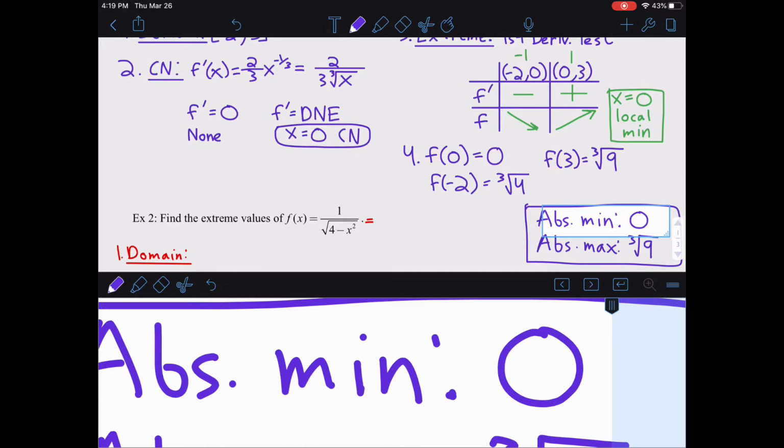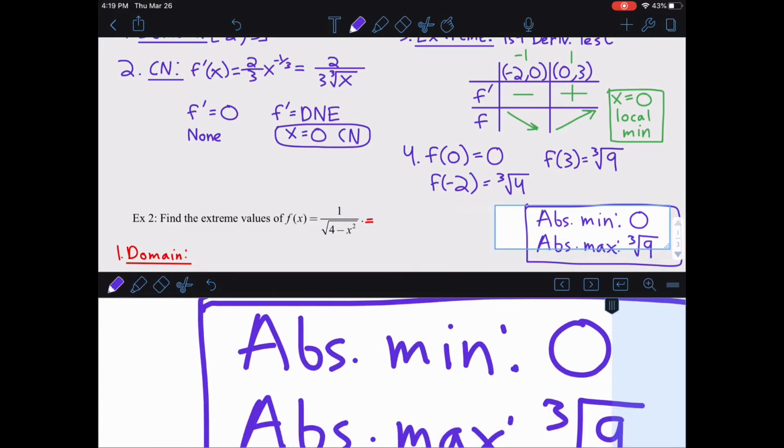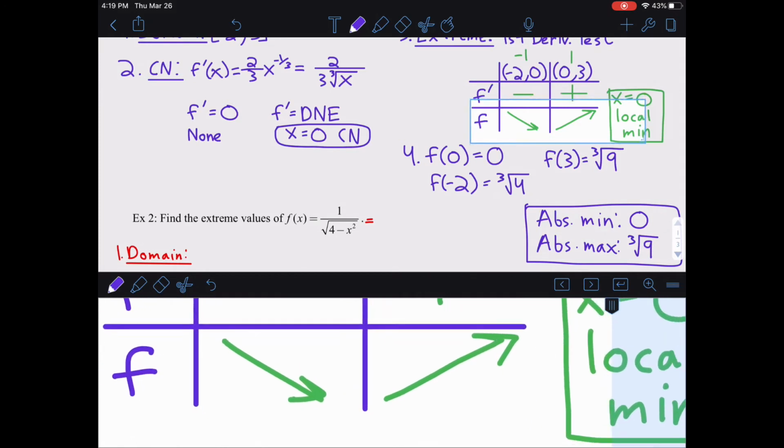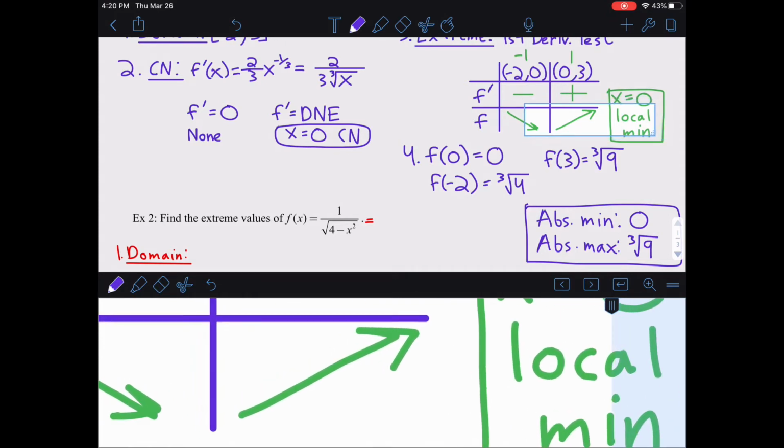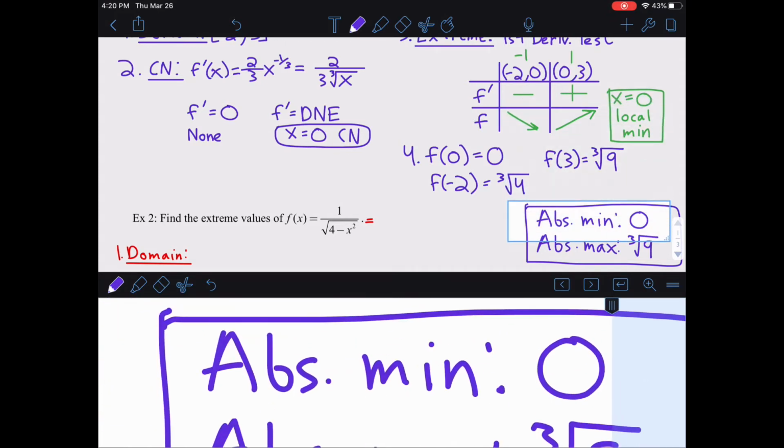Okay, another way of determining that your local is going to be the absolute here is we can look at this and say, hey, my function's going down then up, right? So when it hits that local min, there's no other alternative here. If we're only looking at this from negative 2 to 3, again, domain is very important here. If the function goes down and then up, you know that local min is definitely going to be your absolute min.